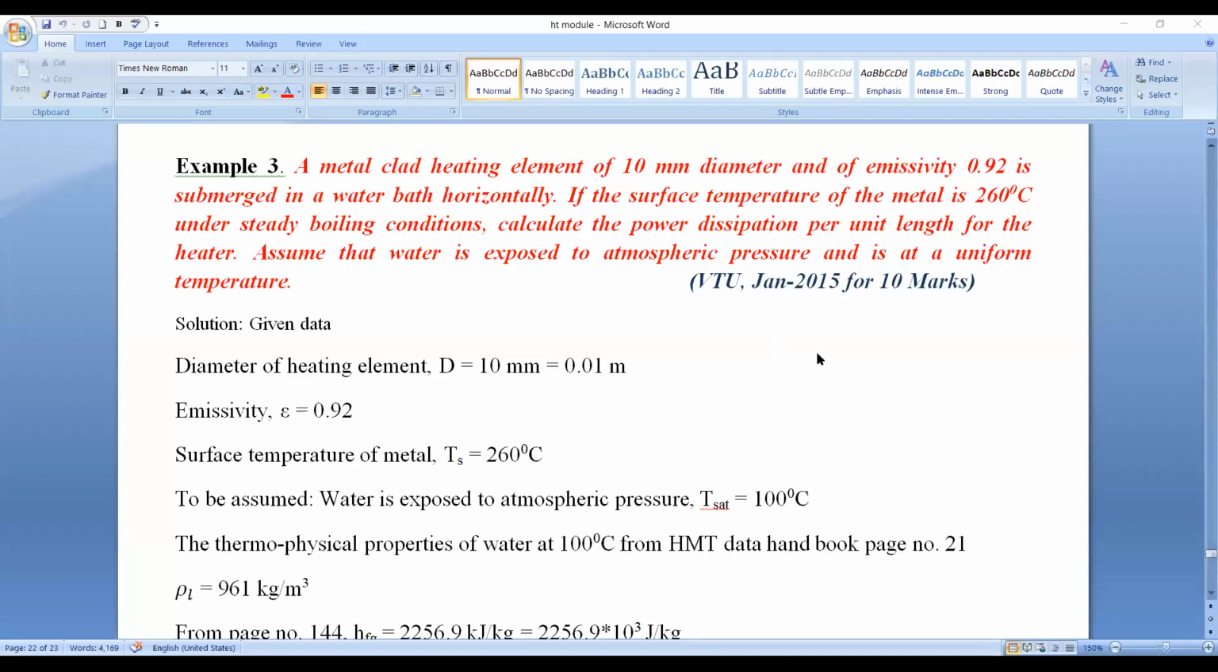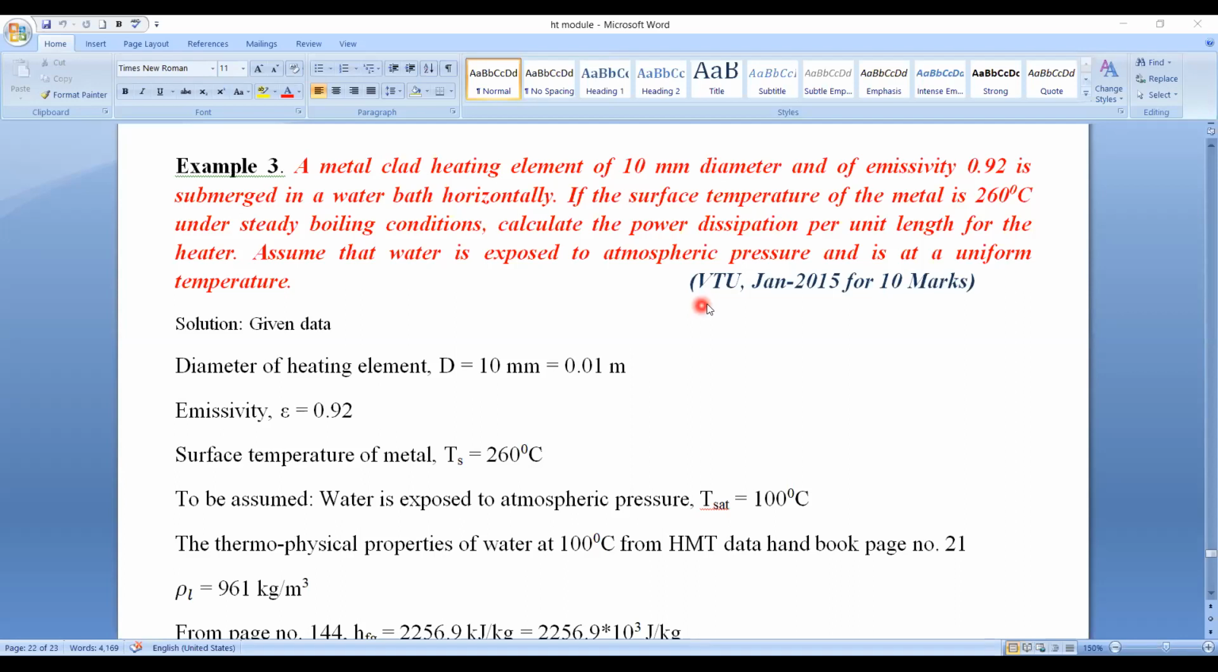Today we'll deal with module number 5, chapter 2, that is boiling and condensation. This is lecture number 3 on boiling and condensation. In the previous two lectures, we have seen the definition of boiling, the different forms of boiling, and the boiling curve or different regimes of pool boiling. We have also solved two numericals on boiling. In today's class, we'll solve one more numerical which was previously asked in a VTU examination. So let's read the problem carefully.